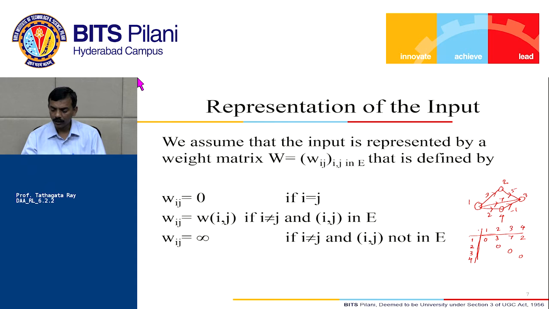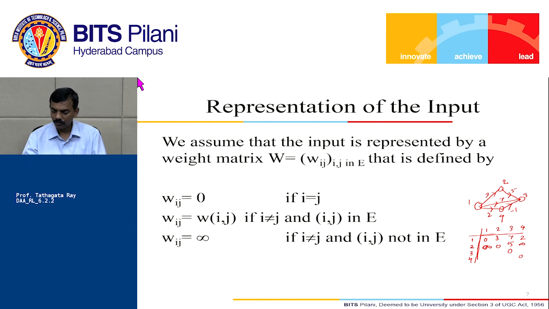From 2 to 1, there is no edge, so the weight will be infinity. I cannot reach it; from 2 to 1, I cannot go like that. So the weight is infinity. For 2 to 3, there is an edge with weight 5. For 2 to 4, again there is nothing, so infinity.